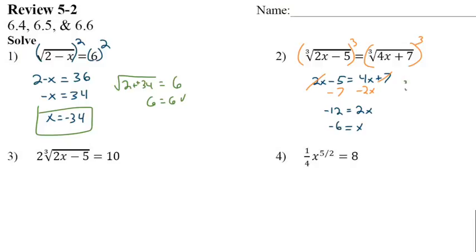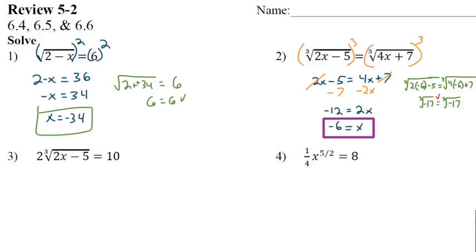So, the cube root of 2 times negative 6 minus 5, does that indeed equal the cube root of 4 times negative 6 plus 7? 2 times negative 6 is negative 12, minus 5 is negative 17. So we got the cube root of negative 17. 4 times negative 6 is negative 24, plus 7 is also negative 17. So this is also the cube root of negative 17. So yes, this one also works. So therefore, this is a correct answer.